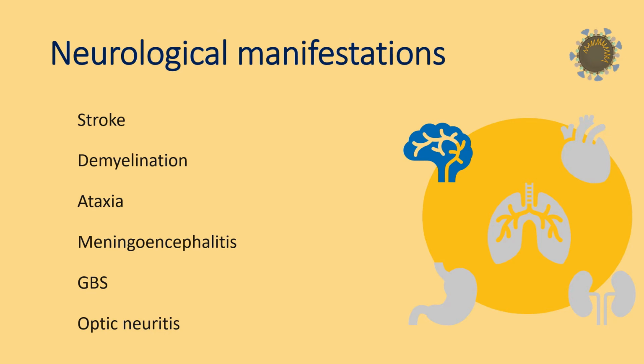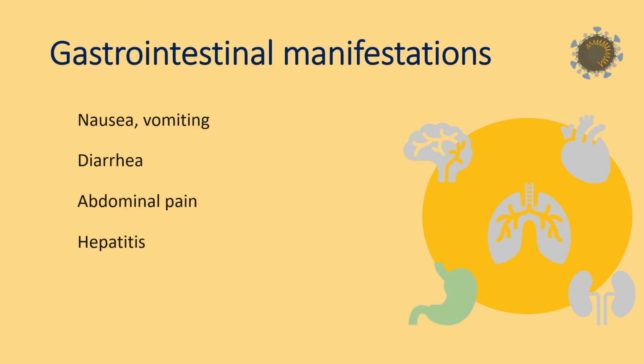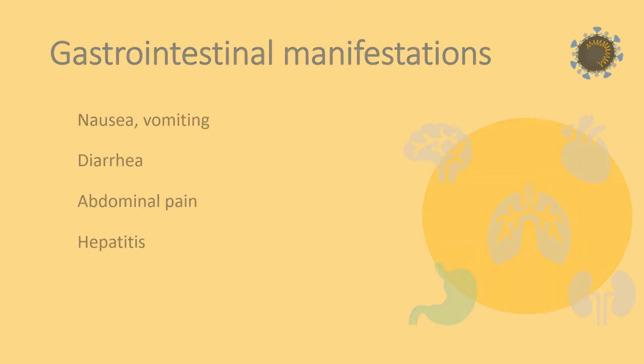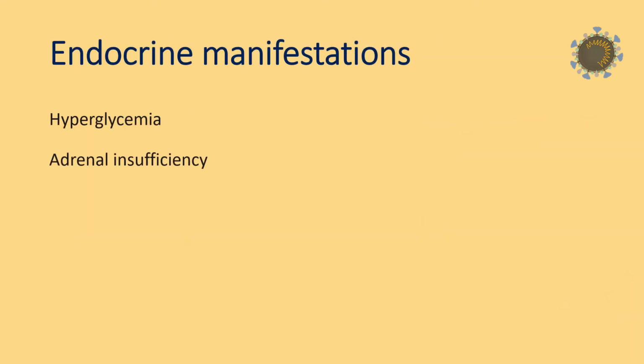Neurological manifestations like stroke, demyelination, ataxia, meningoencephalitis-like presentation, Guillain-Barré syndrome, and optic neuritis have also been reported with SARS-CoV-2 infection. Gastrointestinal manifestations are more common in the pediatric age group and can present in the form of nausea, vomiting, diarrhea, abdominal pain, and hepatitis-like illness. Increasingly, episodes of hyperglycemia and adrenal insufficiency have also been reported with SARS-CoV-2.